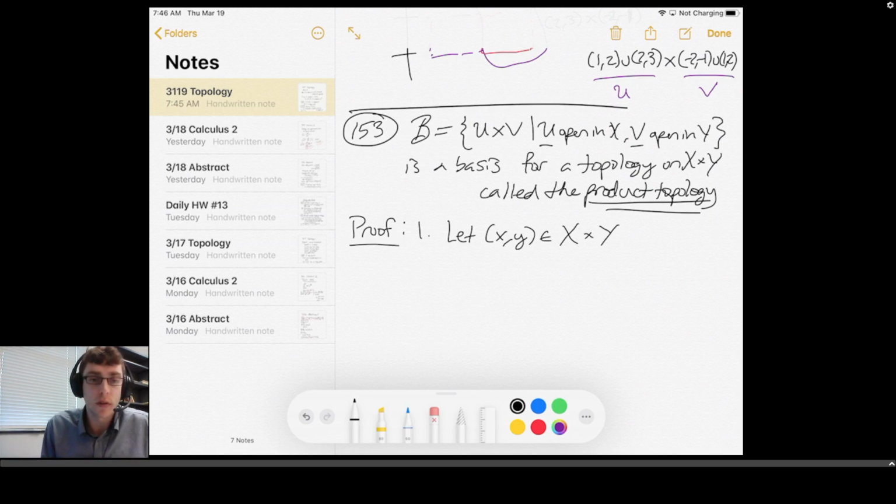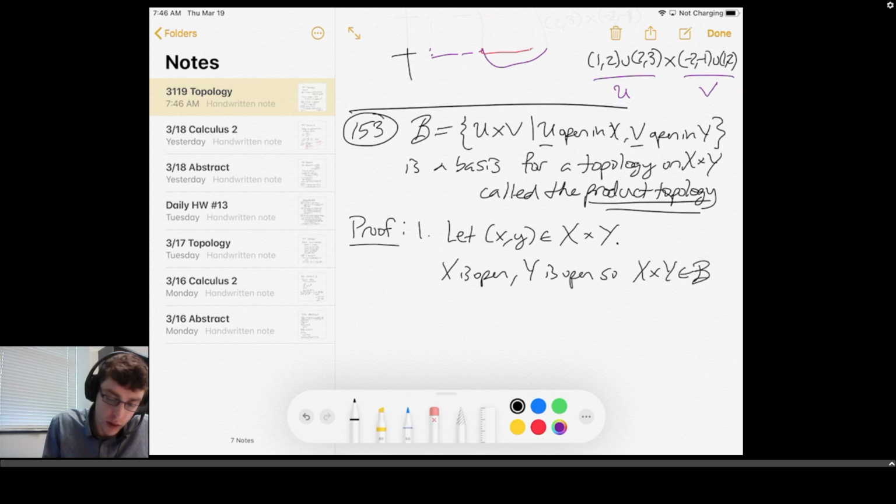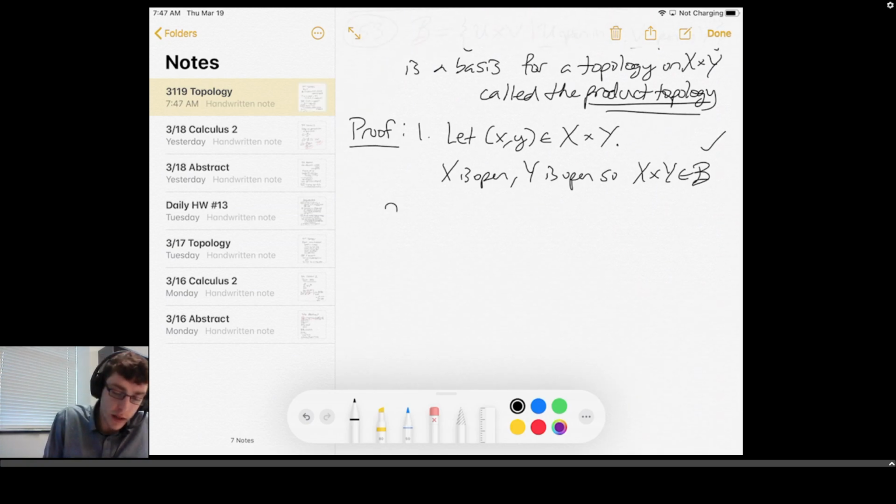Yeah, so we just take a general thingamajigger here, right? We have our general little (x, y). We need to find what it's in. Well, wow, we already did it, right? X is open and Y is open. So X cross Y is already in script B. So we're good on that one. And then the next one would be that if it's in two of these basic open guys, then is there one contained inside, right? So let (x, y).